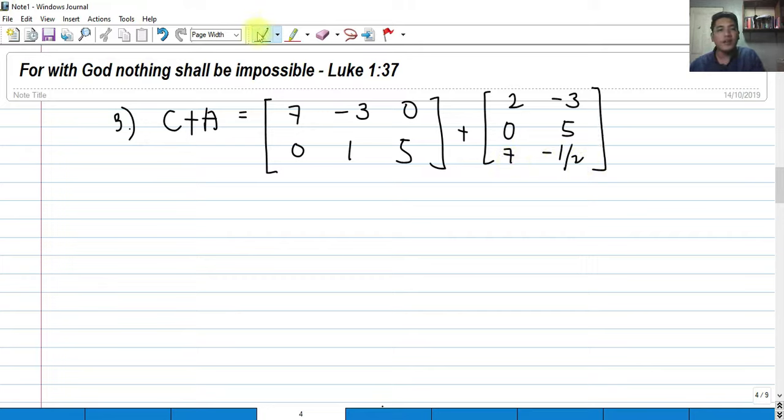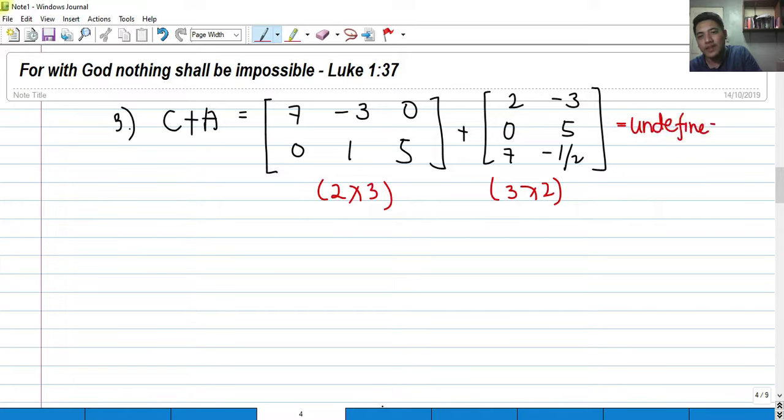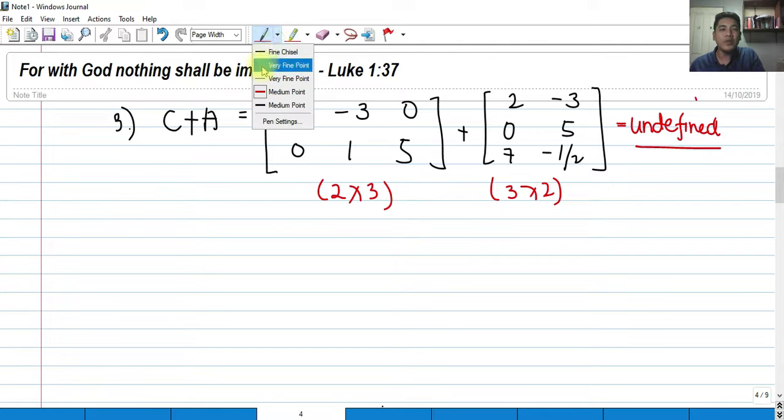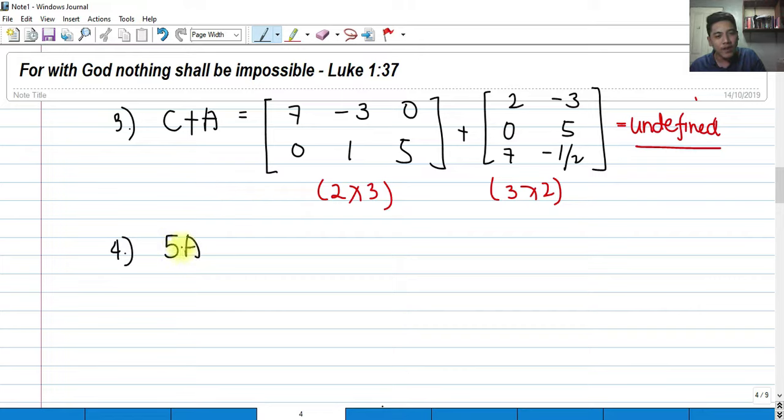So the very first thing you're going to do, again, is to check if the dimensions of the two matrices are the same. In this case, we have two rows and three columns. This is 2 by 3. And this one is 3 rows and 2 columns. Definitely, we cannot add this. If we add two matrices that have different dimensions, the result is undefined. It cannot be added, because they don't have the same dimension. That's simple.